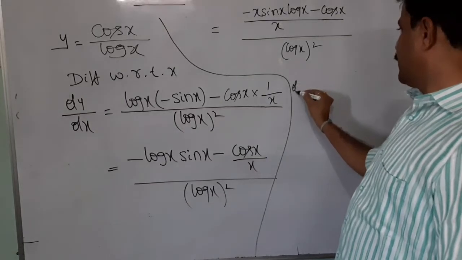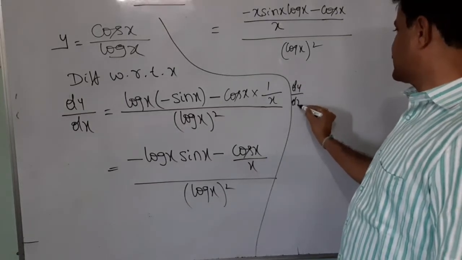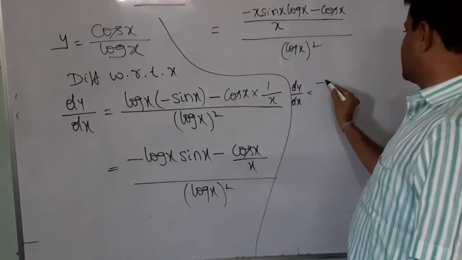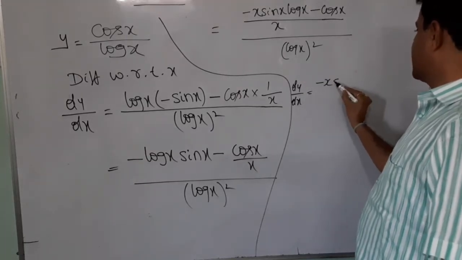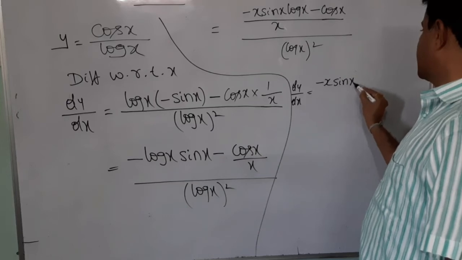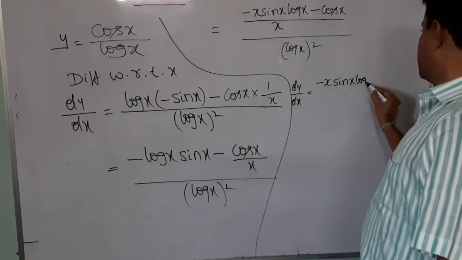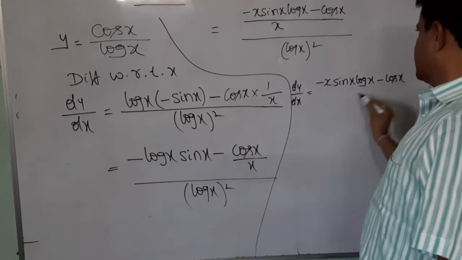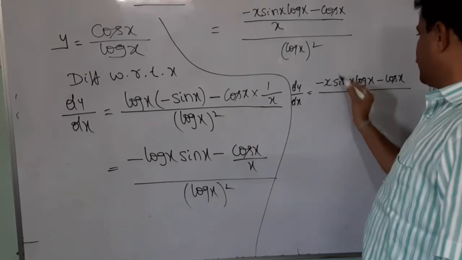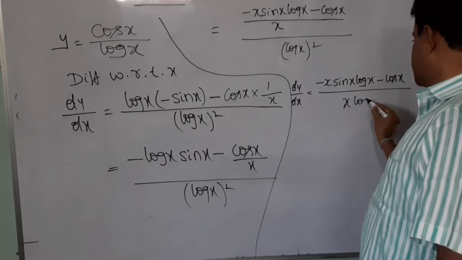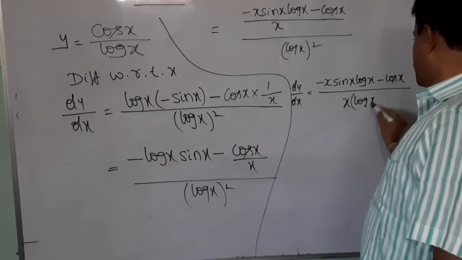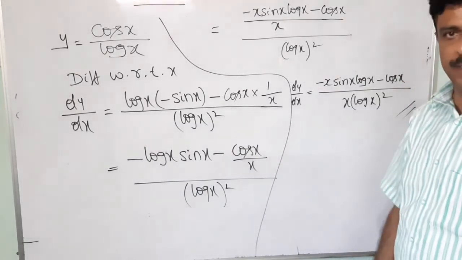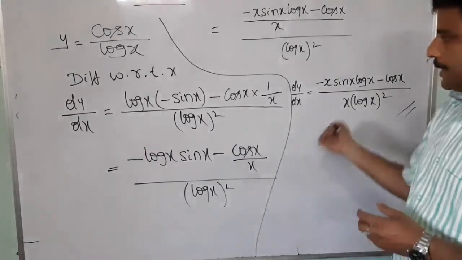Therefore, dy by dx is equal to minus x sin x log x minus cos x, whole divided by x log x whole square. This is the result. Okay, write it down.